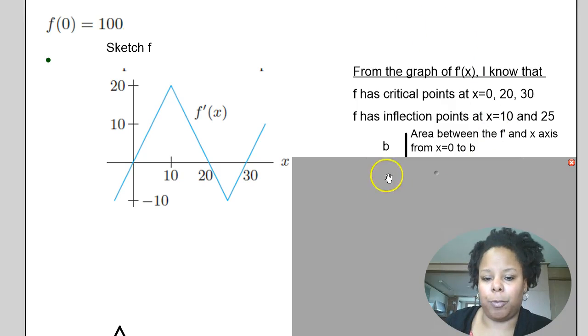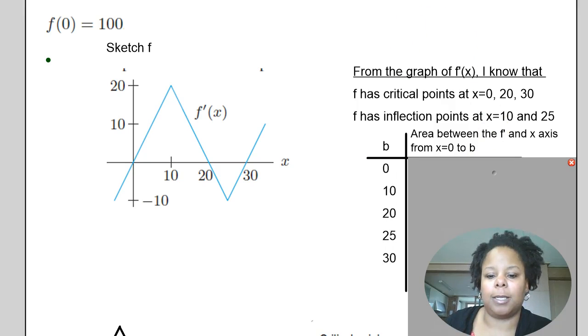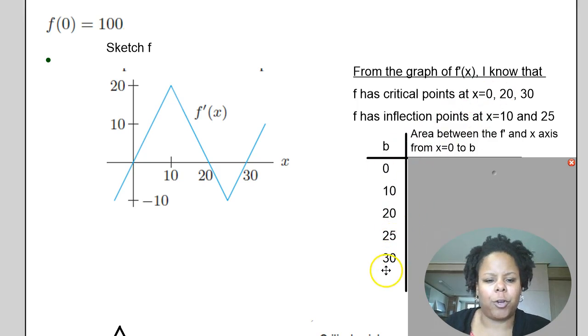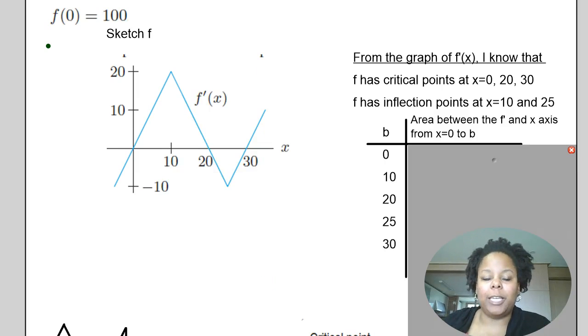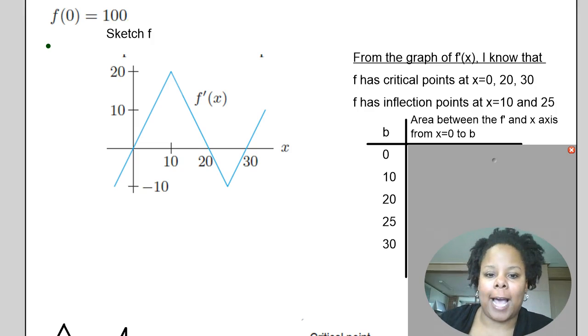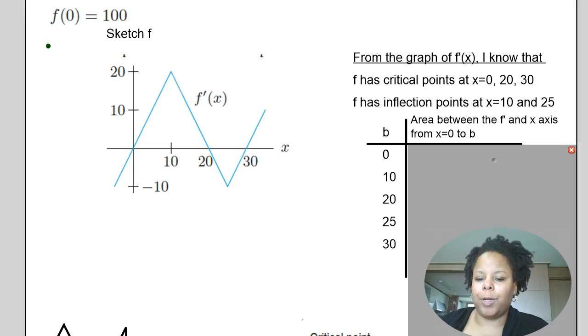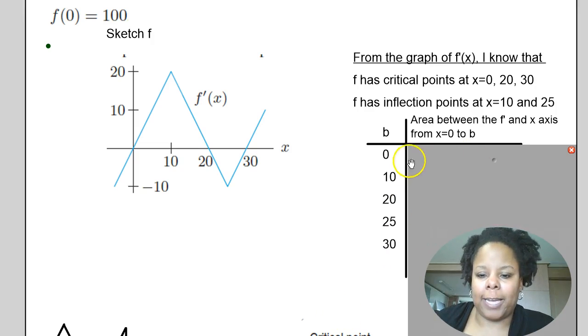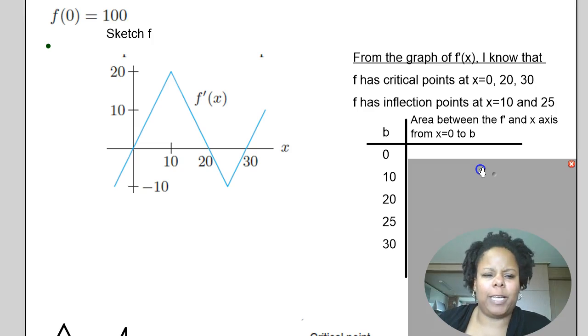Okay, so now I can use what I know about definite integrals to come up with some function values for these important points. So I have these points, the critical points and the inflection points: 0, 10, 20, 25, and 30. Well, we know that we can use the area between the function and the x-axis to get an answer for the idea of the definite integral. So let's start from x equals 0 to x equals 0. Well, we don't know what that area is, so we can't say anything, but we do know something else, but we'll talk about that later.